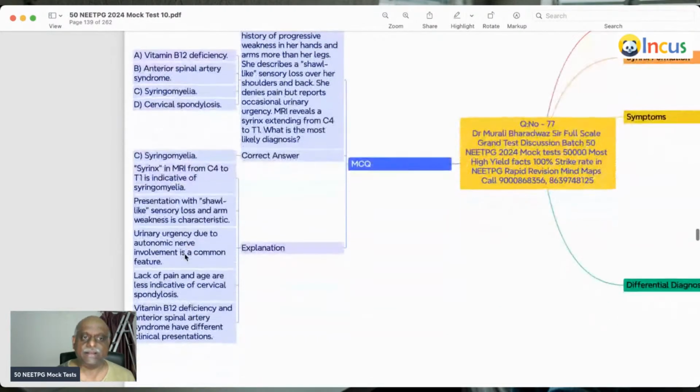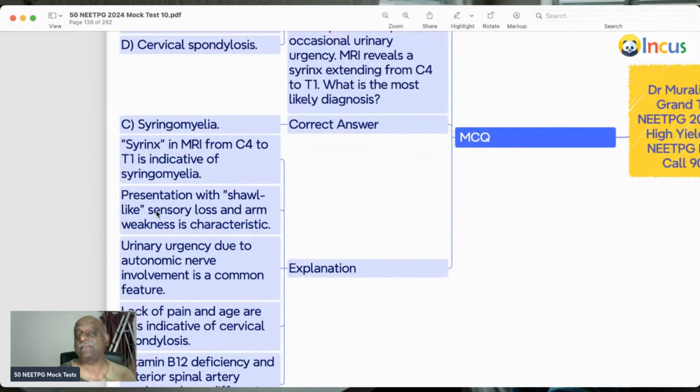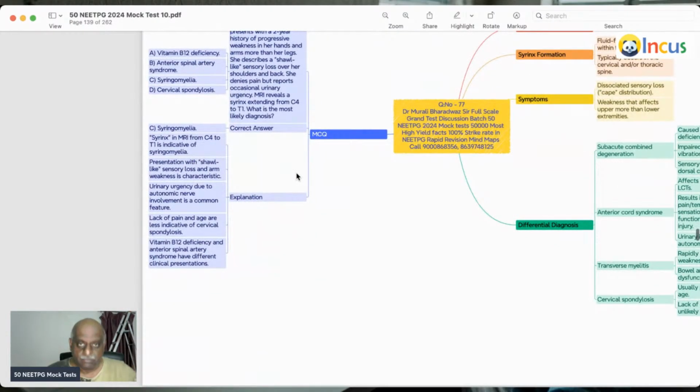So, doctor, 30-year-old, progressive weakness and shawl-like sensory loss. It's also called dissociated sensory loss, which is classical of syringomyelia, because the decussating fibers get affected by the syrinx. Posterior columns, which are carrying touch sensation, are not affected. So touch and vibration preserved, but loss of pain and temperature in the shawl-like distribution, classical of syringomyelia, is what you need to remember.